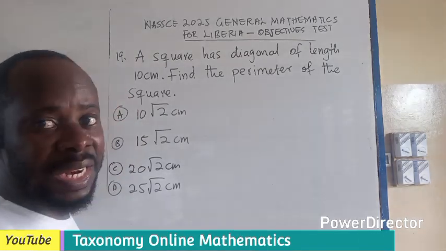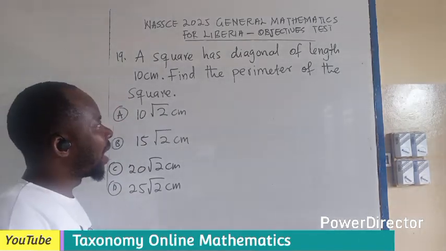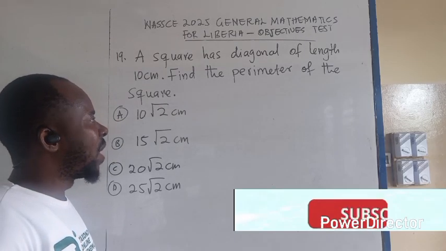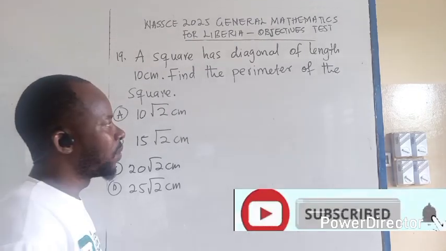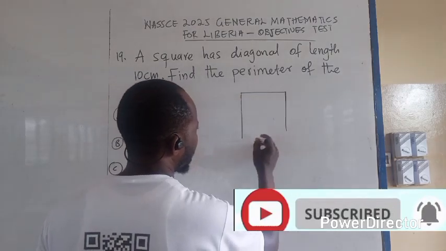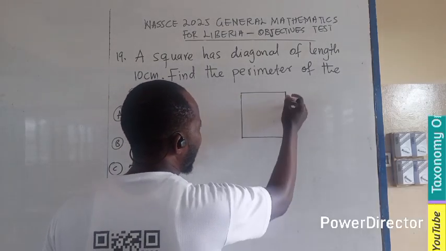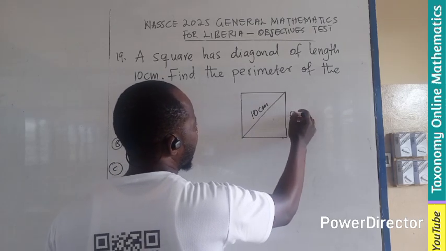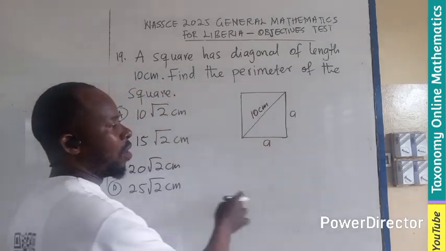This is question 19. A square has a diagonal of length 10 centimeters. We have to find the perimeter of the square. So let's make a sketch of what the square will look like. Let's say this is a square and the diagonal has the length of 10 centimeters, this is going to be the same all around.